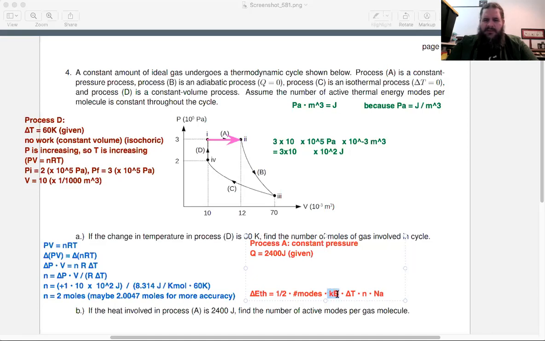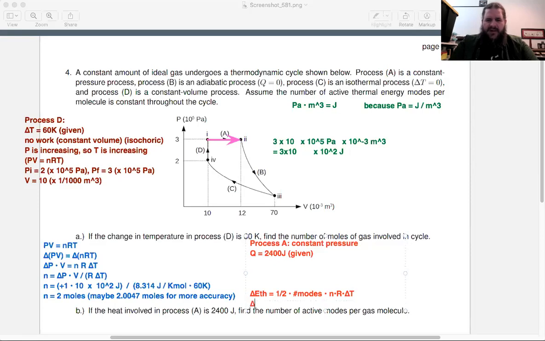And what happens when you multiply Boltzmann's constant times Avogadro's number? Yeah, that's just R, the ideal gas constant. So let's go ahead and combine those. And I think this is going to be a much more useful way of writing the formula for thermal energy: half the number of modes times nR delta T.